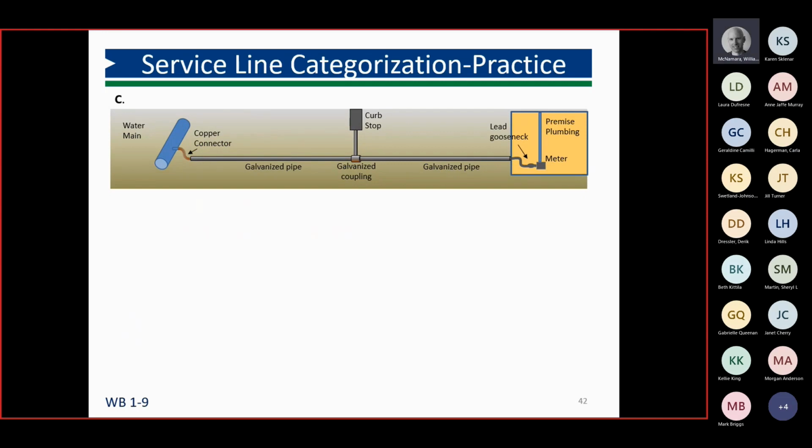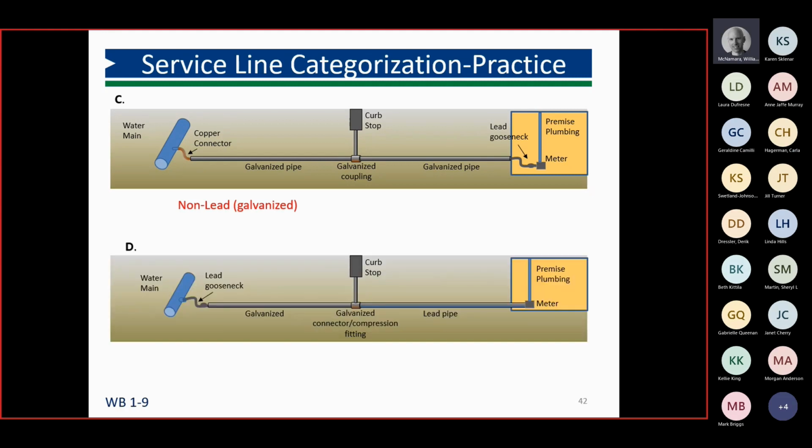Okay, next one, copper connector, galvanized pipe, and then a lead gooseneck going into the home. Go ahead. Yes, right. Non-lead. We tried to trick you with the lead gooseneck, but that's downstream of the galvanized line, so that's not a problem. Now, I will say that if you can actually see that lead gooseneck going into the home, it should probably just be removed. But yes, the category would be non-lead.